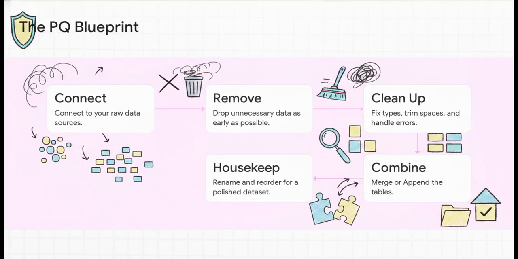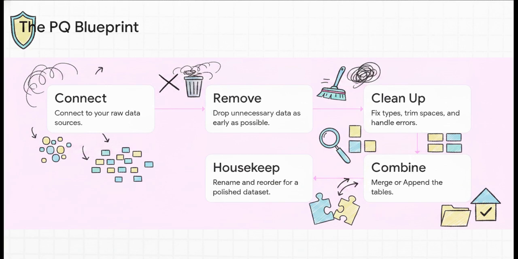Look, if you just click around randomly in Power Query, your data transformations are going to become a chaotic, error-prone mess. But by strictly following this exact chronological blueprint in every single project, you protect yourself. First, connect to your data. Second, immediately drop what you don't need.